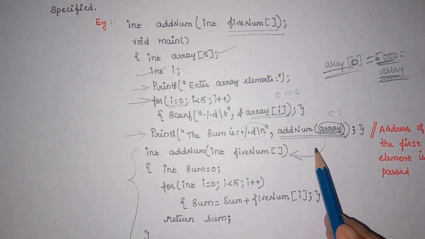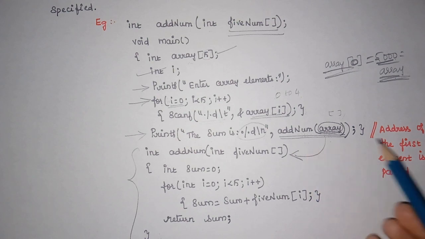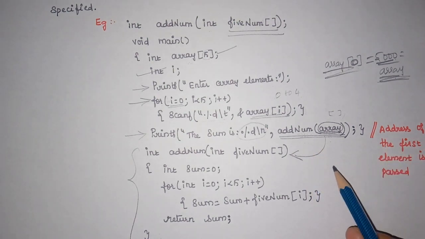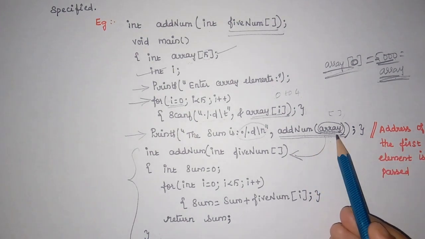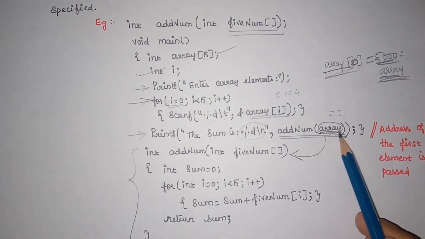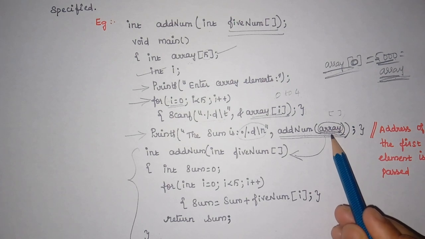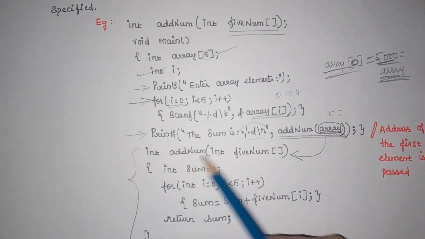So what type of parameter passing is it using? It is using pass by reference, because we are passing the address here. So it uses pass by reference, and here the address of the first element is passed, and this will be given as the parameter to this function definition.